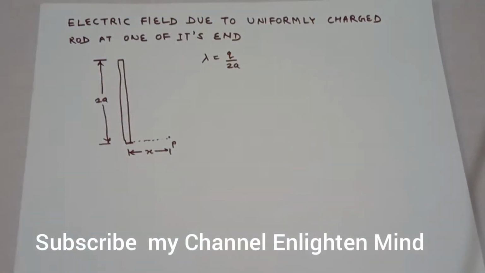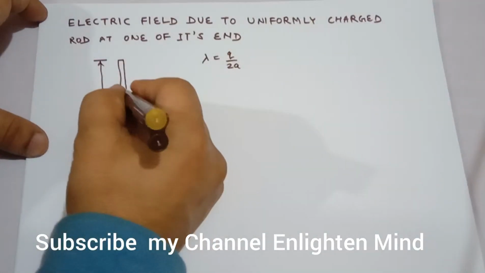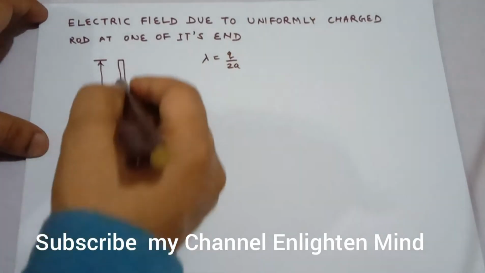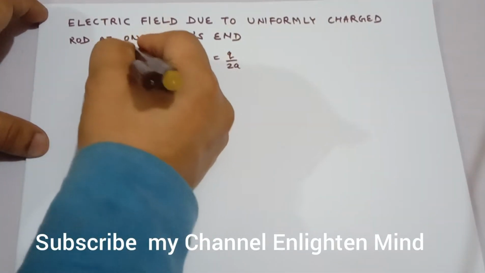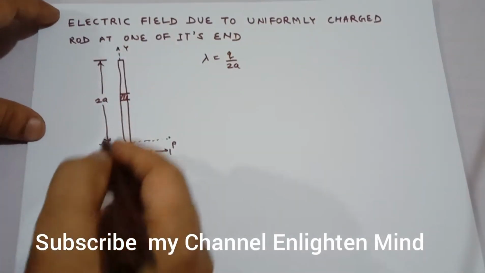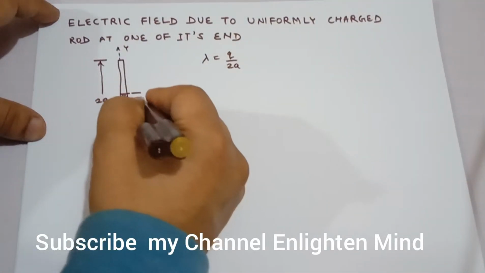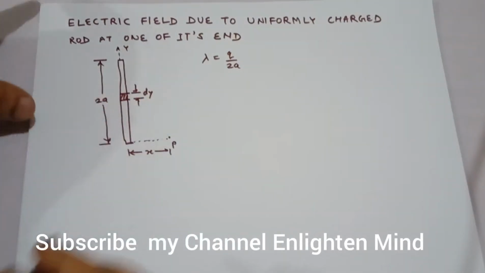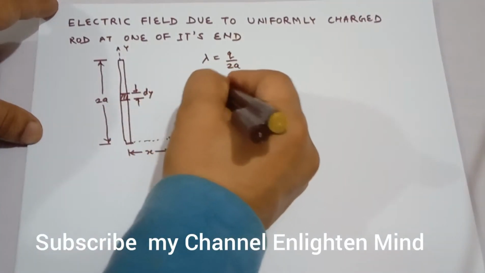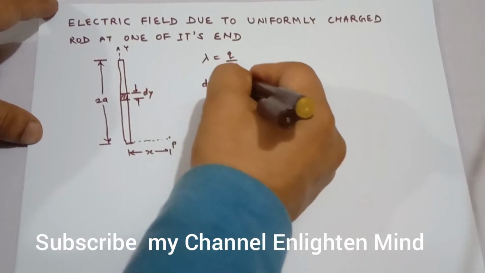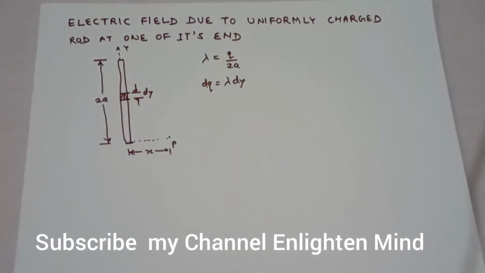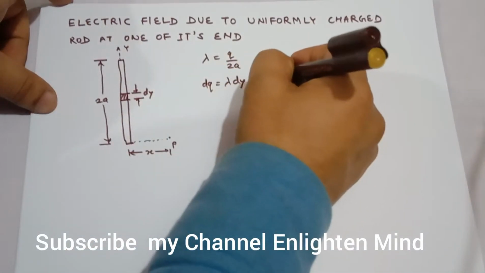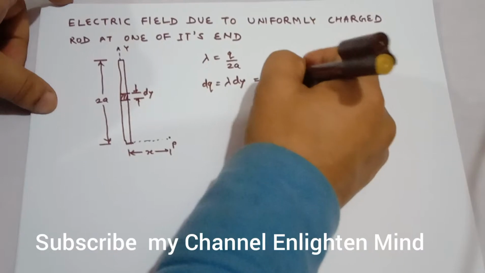So we'll calculate the charge on this rod, which is aligned along the y-axis. This small element of length dy has some charge dq, which is calculated as lambda into dy. We did that in the previous class, so this time also we'll do it. So that should be q divided by 2a into dy.